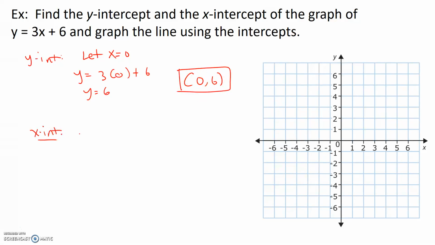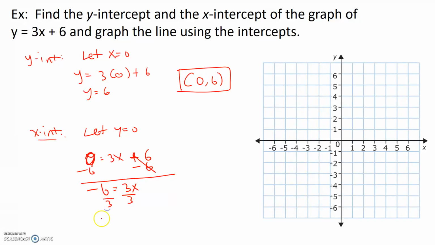To get the x-intercept, we will let the y value equal 0 and solve for x. So if we let the y value equal 0, we will get 0 equals 3 times x plus 6. Now this is an equation we have to solve. So when you solve an equation, we have to get the variables on one side and the numbers, or the constants, on the other side. So we will subtract both sides by 6. This will give us negative 6 equals 3x. If we divide both sides by 3, we will get x equals negative 2. So our x-intercept is the point (-2, 0).